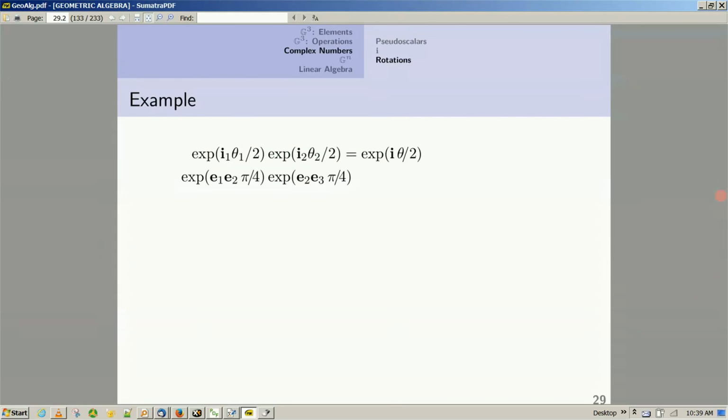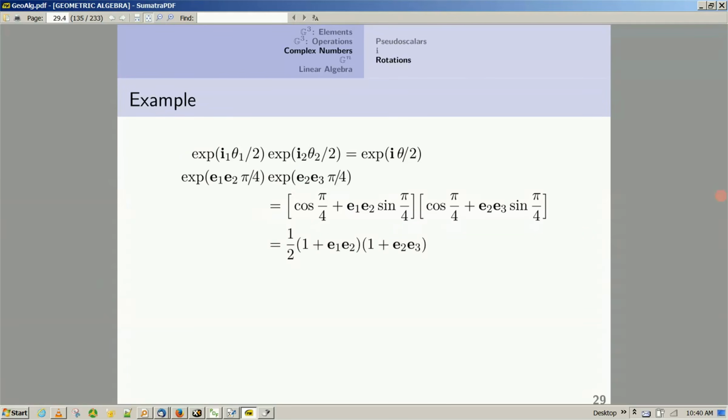Now I'll expand the exponentials. e to the i theta equals cosine theta plus i sine theta. Both cosine pi over 4 and sine pi over 4 are square root of 2 over 2. Squared, they become a half. And so I have this. When I multiply this out, the 1 times a half I'll make the leading term, and the rest is the rest.